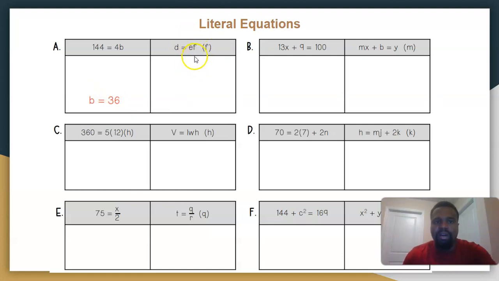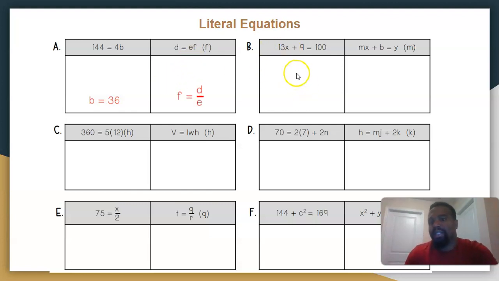This is an example of a literal equation. So we want to solve for F. We want to get F on one side of the equal sign by itself. Just like we did on the left side, we divide both sides by E so that we can get F by itself, and F equals D over E.